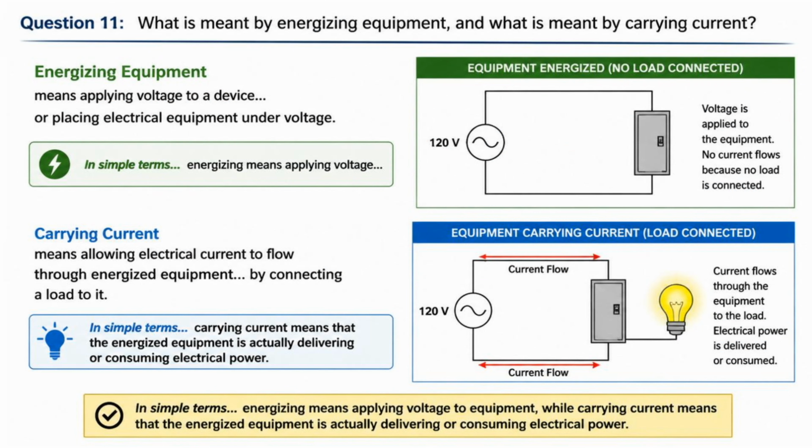Question 11. What is meant by energizing equipment, and what is meant by carrying current? Energizing equipment means applying voltage to a device, or placing electrical equipment under voltage. Carrying current means allowing electrical current to flow through energized equipment, by connecting a load to it. In simple terms, energizing means applying voltage, while carrying current means that the energized equipment is actually delivering or consuming electrical power.